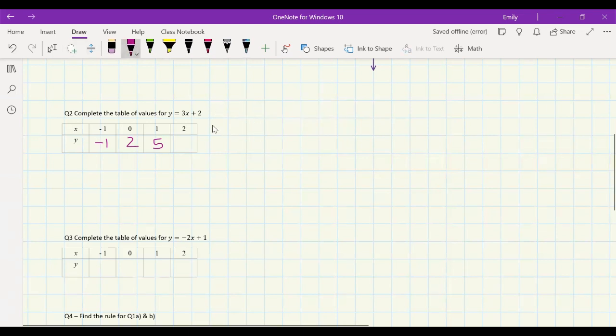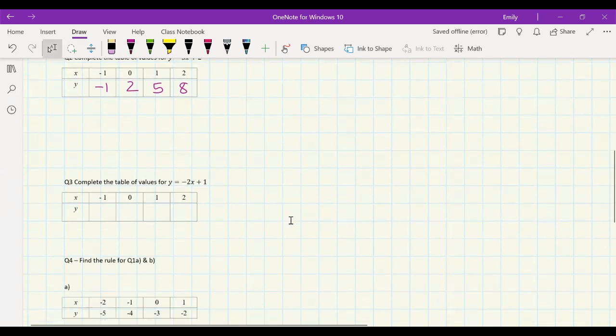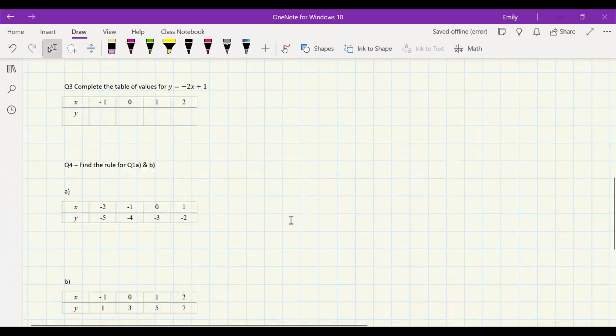Last one we want to do now is x equals 2. So that we've got y equals 3 times 2, which is 6. So 3 times 2 is 6, plus 2 is 8. We've completed the table of values. Let's do this one. The rule's different this time. Now we've got the rule. It says y is equal to -2. Remember, it's times x plus 1.